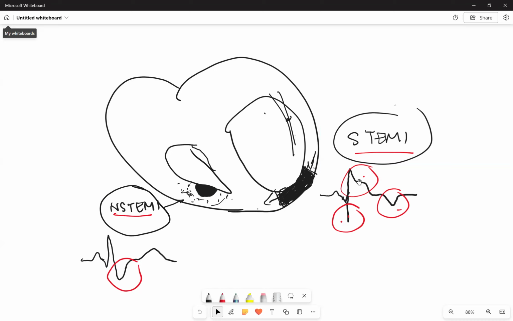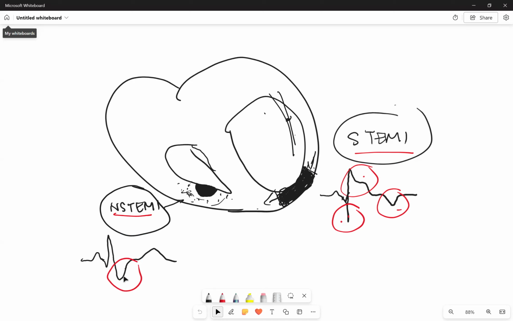In STEMI, you have ST elevation right here, plus T wave inversion. Why does the T wave invert? What is the purpose of the T wave again? What is happening? They are repolarizing, right? So if they're dead, can they repolarize? No, that's why they appear inverted. And then there's ST elevation here because what is the ST segment supposed to be? What's the normal appearance of an ST segment? Supposed to be isoelectric, supposed to be flat, right? It's not flat here.